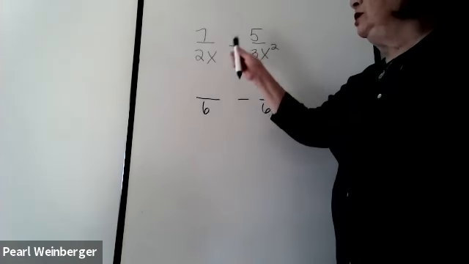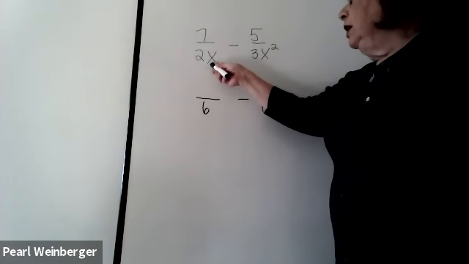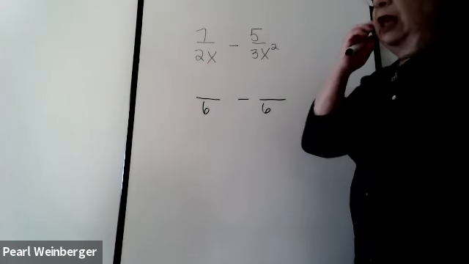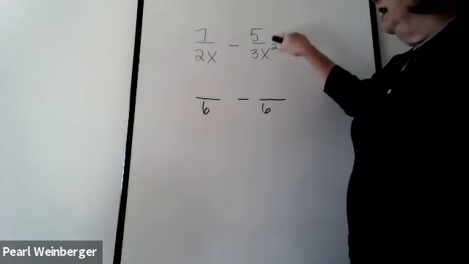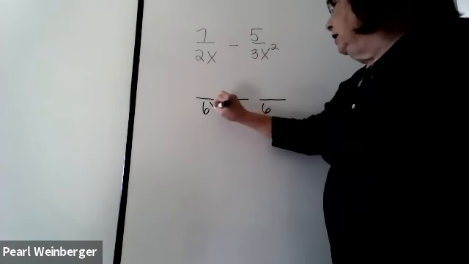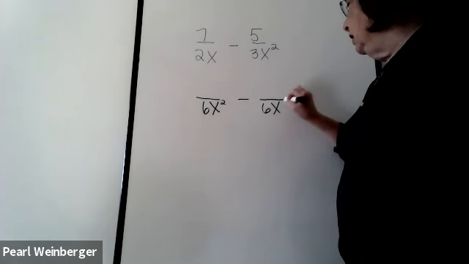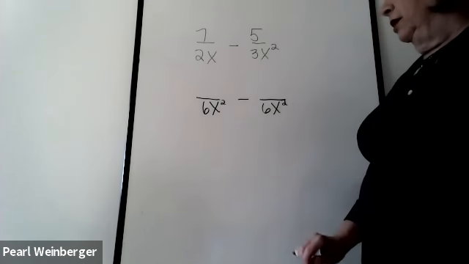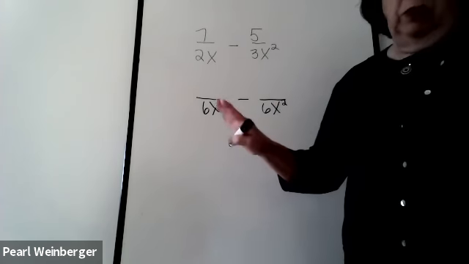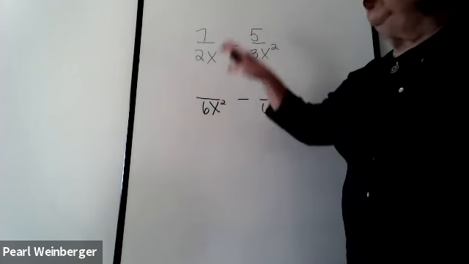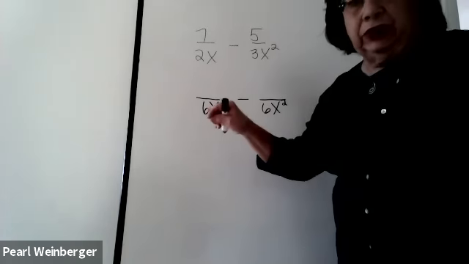When it comes to the variable part, I look at all the variables I see. In this case, I just see x's. And then I take the one with the highest exponent, which means it's going to be x squared. My common denominator, my LCD, is 6x squared. So step 1, find your LCD. Step 2, rename your fractions.